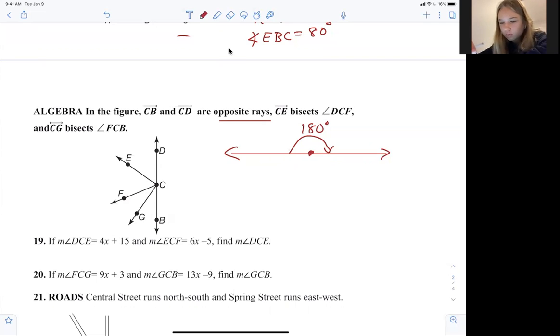When you get more advanced, they will teach you about radians. Radians is actually a better way of measuring angles. But they teach that in high school. So we know 180 degrees is opposite rays.